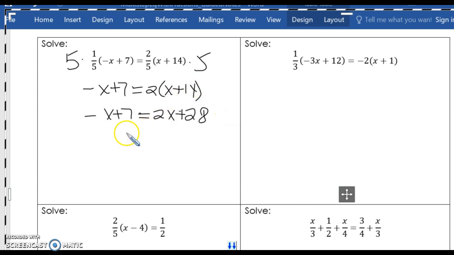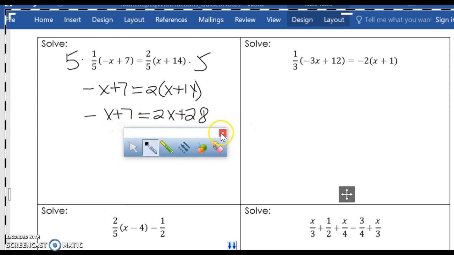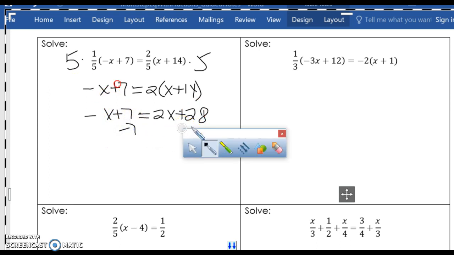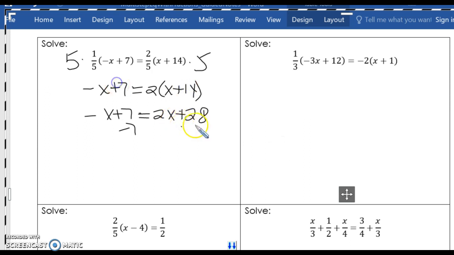Now it's just a matter of subtracting 7 from both sides, leaving us with negative x on this side, and 2x plus 21 on this side. Then you subtract your 2x from both sides.